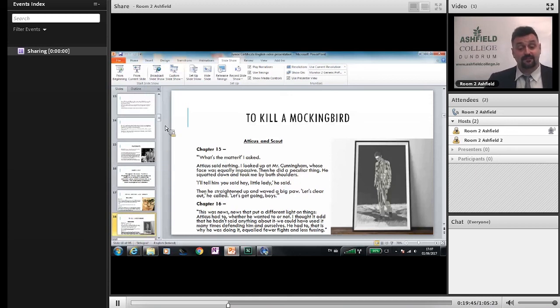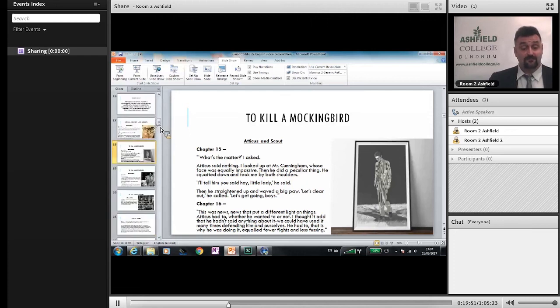So this is an example where Scout actually protects her father unwittingly, and her childlike innocence serves to protect her father from these gathering forces of malevolence in the world.